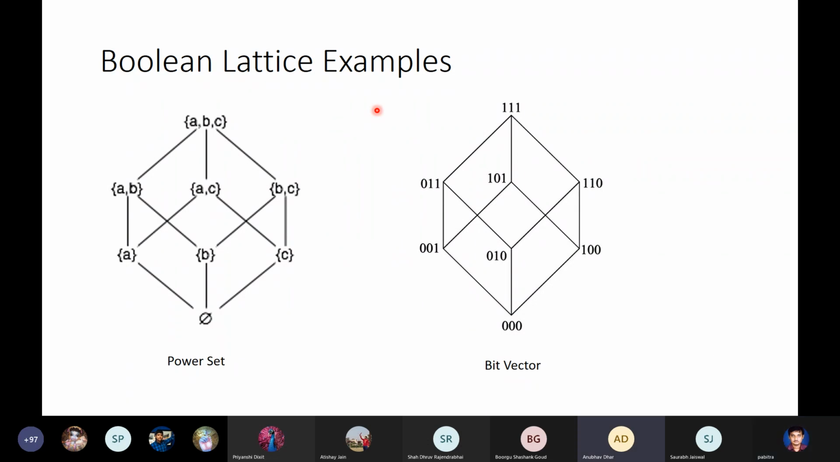Sir, I had a question on one of the previous statements. You said that if a lattice is distributive, then its complement is unique. Does the reverse also hold true? Like if the complement is unique for all elements, is it guaranteed to be a distributive lattice? I am coming to that. It's a very good question.